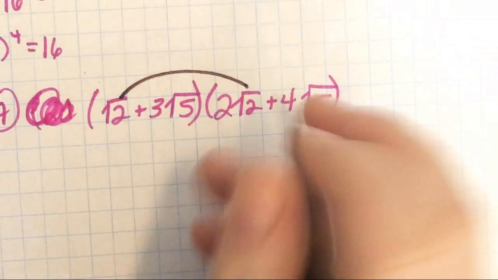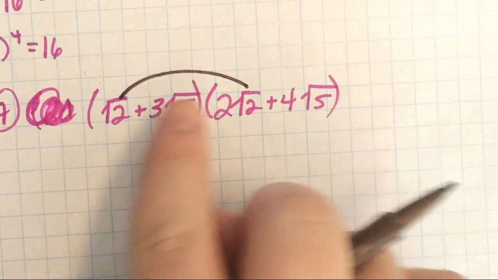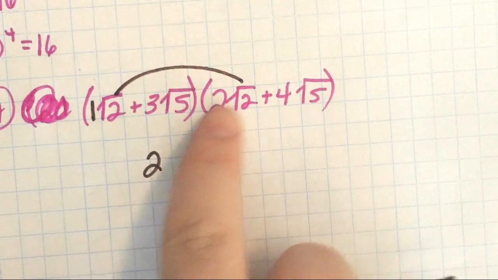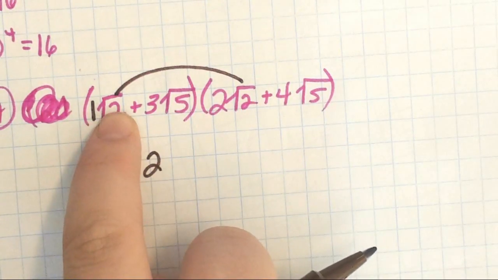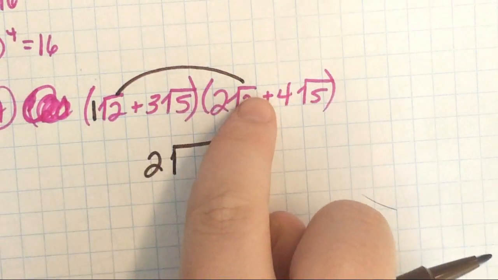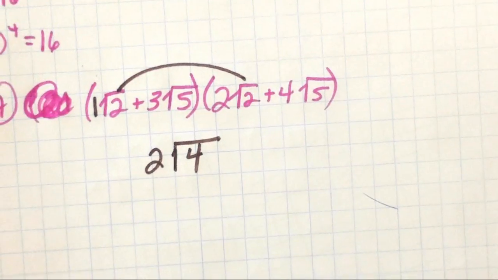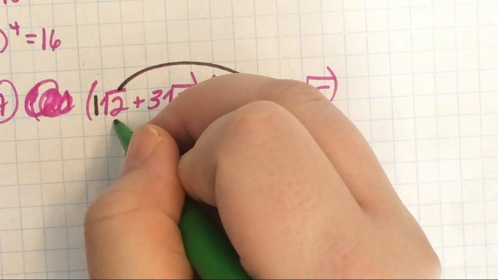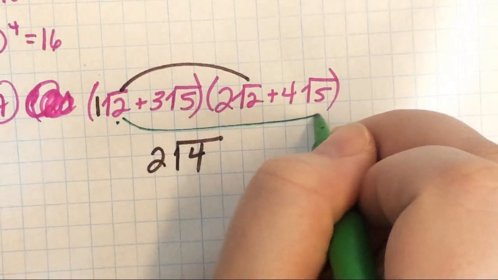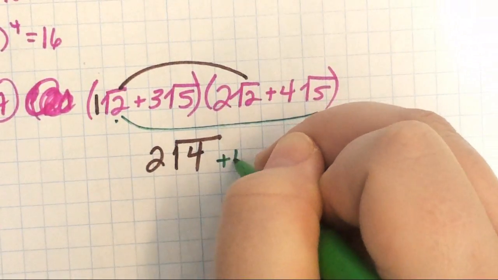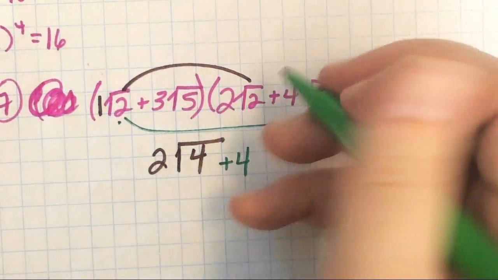So if I do first, 2 times 1, I end up getting 2, because there's an understood 1 out here. So 1 times 2, I got 2. Square root of 2, square root of 2. I multiply the two numbers under the house, so 2 times 2 is 4. Outer: 1 times 4 is 4. 2 times 5 is 10.